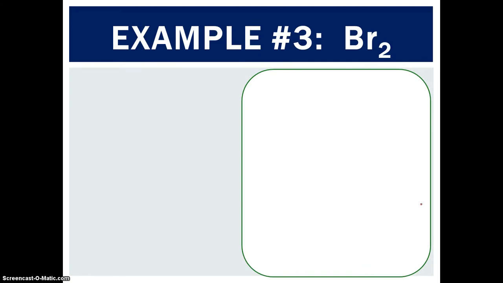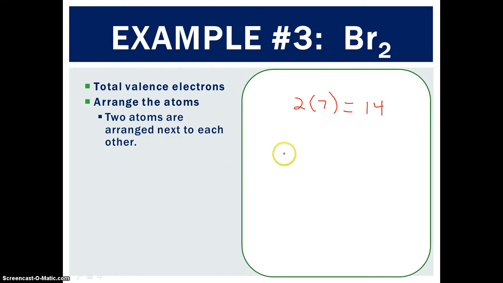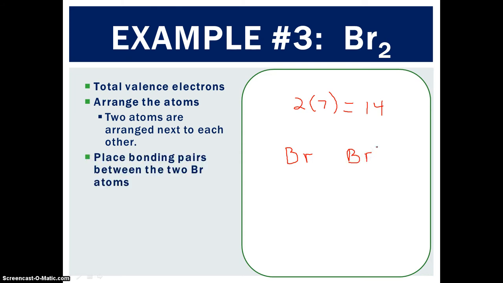Now I have bromine gas. I need to total up my valence electrons. I have 2 bromines. Each of them has 7 valence electrons. That's 14 total valence electrons. Arrange my atoms. There's only 2, so there's no middle. I'll just put them side by side. Then I'm going to put in my bonding pair, 1 bond between the 2 bromines. That represents 2, so I have 12 electrons left.